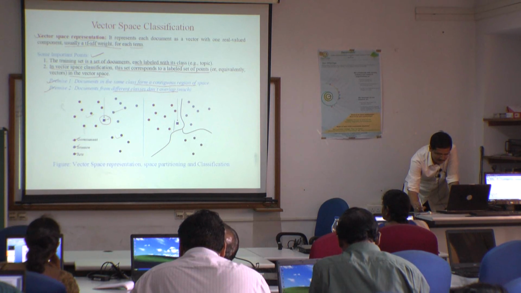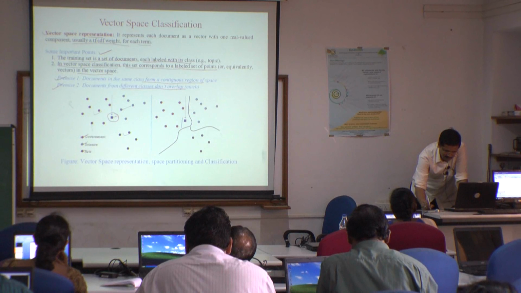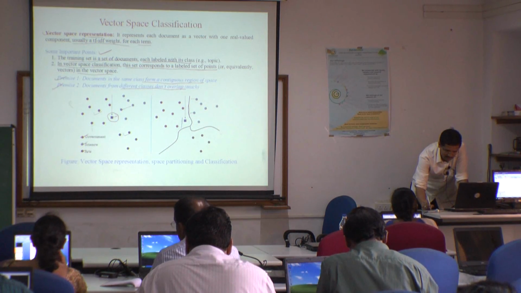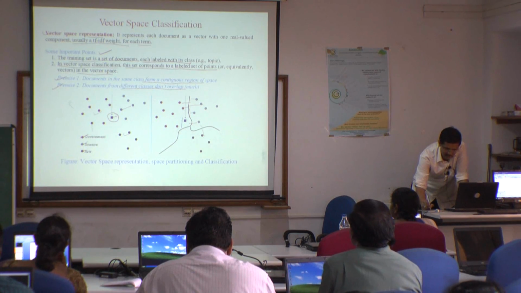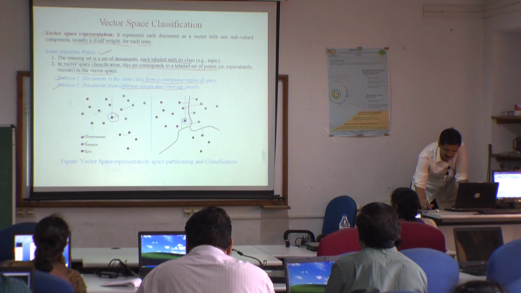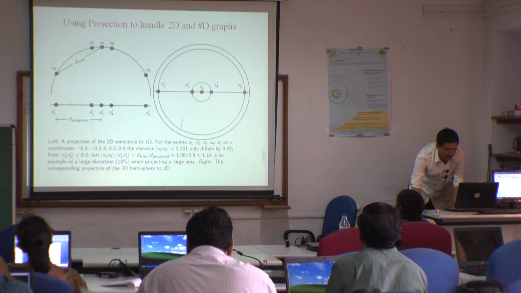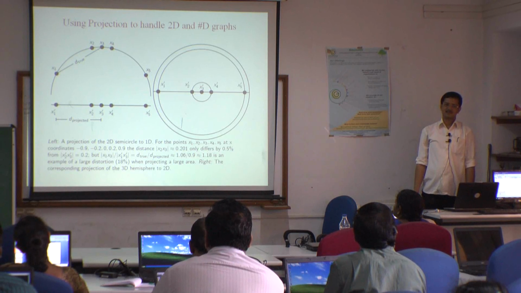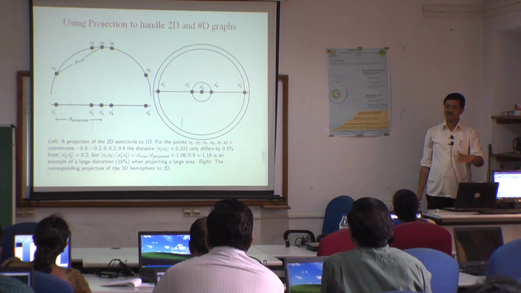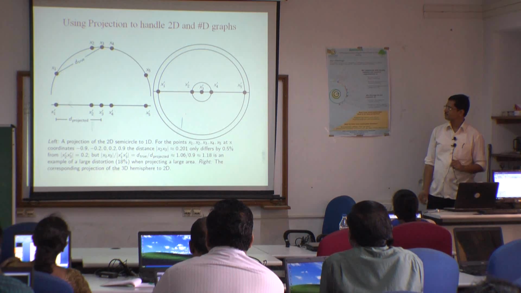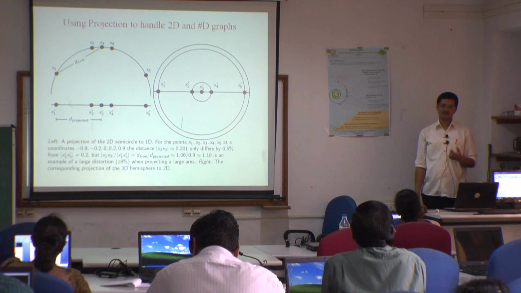A simple technique may be to divide the entire region such that these division lines are equidistant from the points of different classes, like that. And after that, check the region where this document lies. For high dimensional points, suppose a document contains very high dimensional information, there are techniques called projection techniques. You can reduce the dimension by using projection. If you are using MATLAB, you can achieve the projection with 2-3 lines of code.